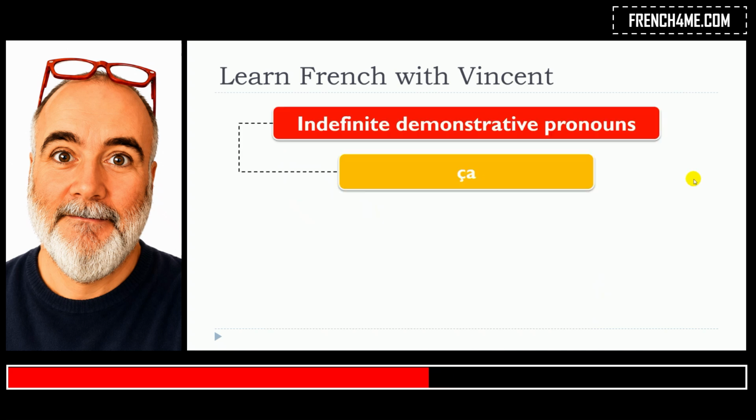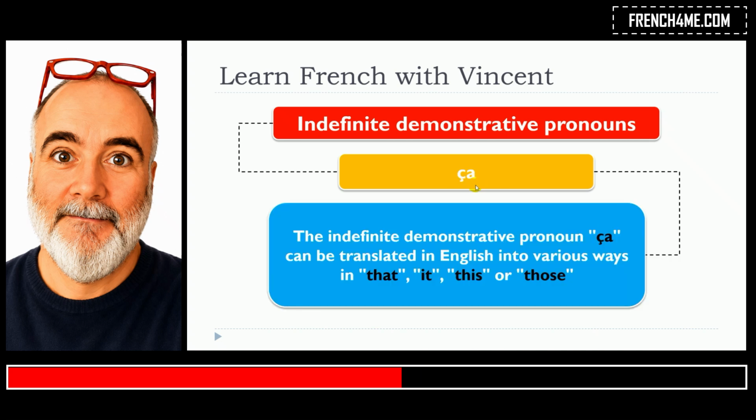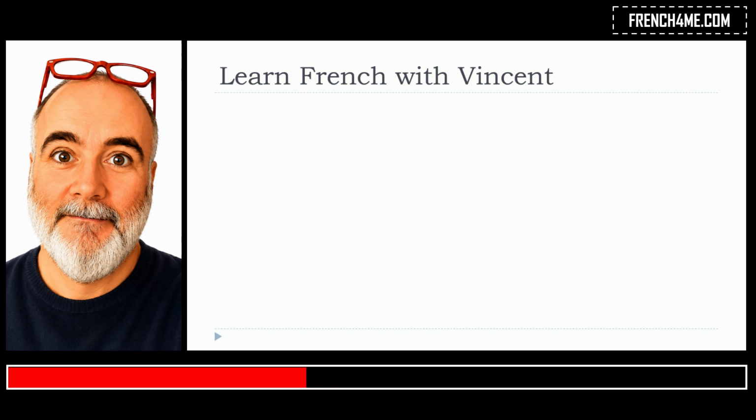In this lesson, we will see ça. And the indefinite demonstrative pronoun ça can be translated in English into various ways: that, it, this, or those. So it's used quite a lot.